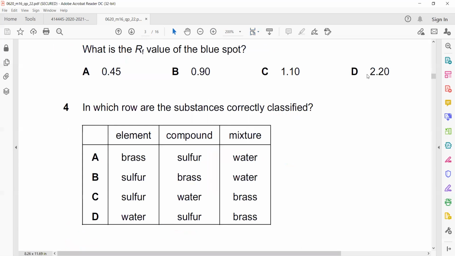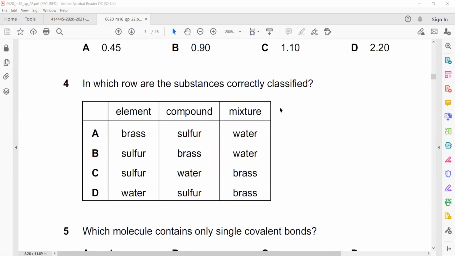Question 4. In which row are substances correctly classified? Sulfur is an element, water is a compound, and brass is an alloy, a mixture of two or more metals.